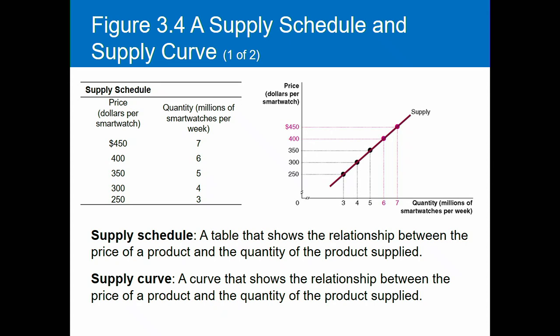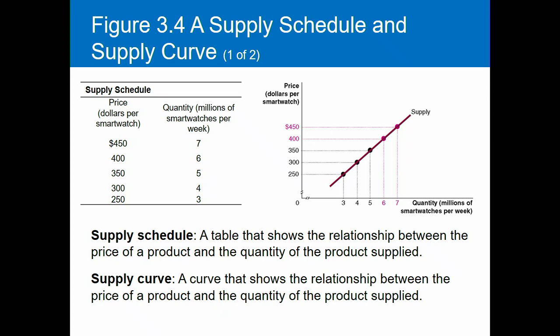So right here, on the figure on the left, we have the supply schedule. So we have the price and the quantity of smartwatches that producers are willing to bring to the market at each price. So at $450, they're willing to supply a lot. They're willing to supply 7 million smartwatches, whereas at a price of only $250, they're only willing to supply 3 million smartwatches. So this is the exact opposite relationship that we had with the demand curve.